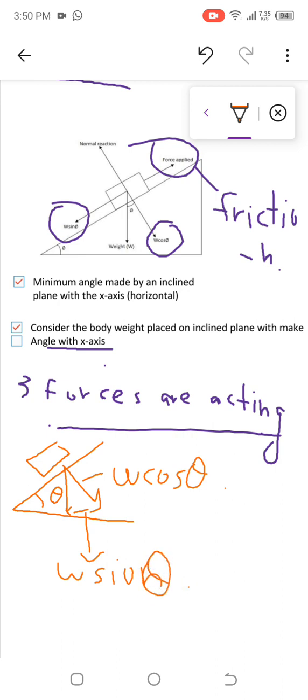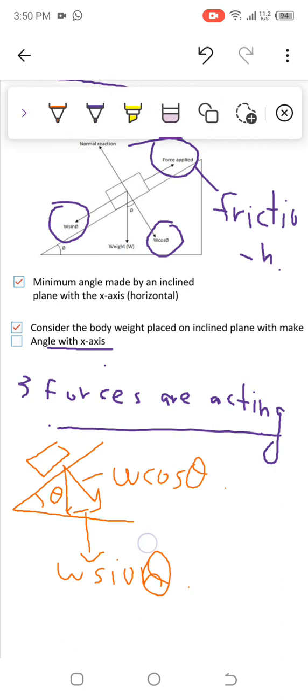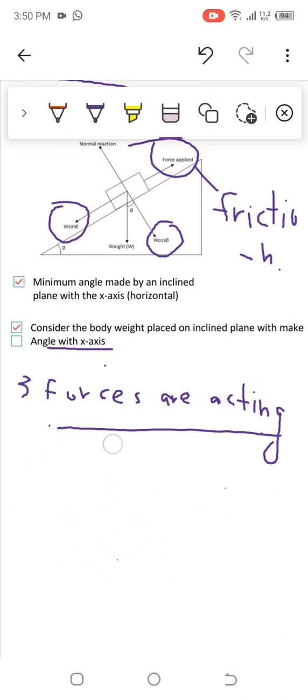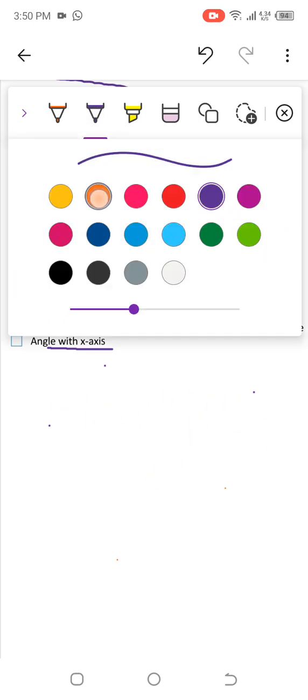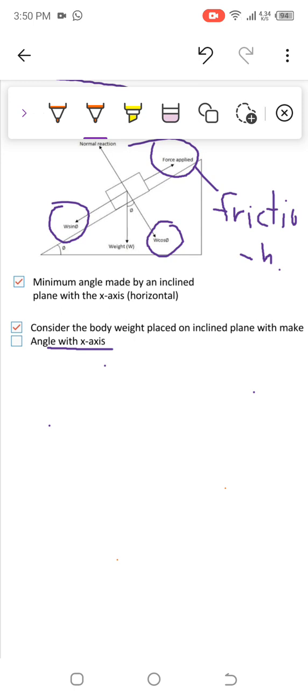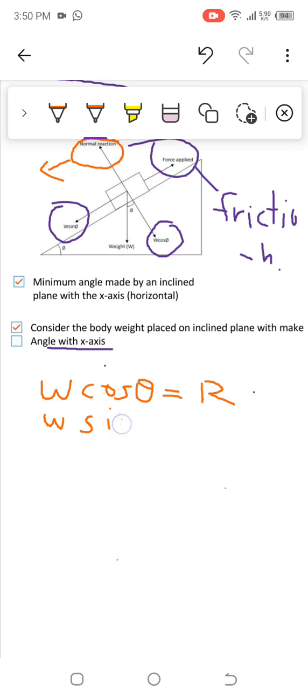Now we're going to write both components and do the derivation. Let me erase this so it will be clear to you guys. First of all, W cos theta is equal to R, where R is the normal reaction applied here. After that, W sin theta is equal to the force of friction, which acts in the opposite direction.